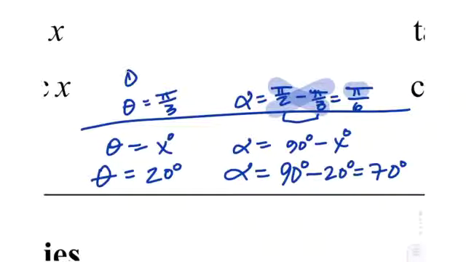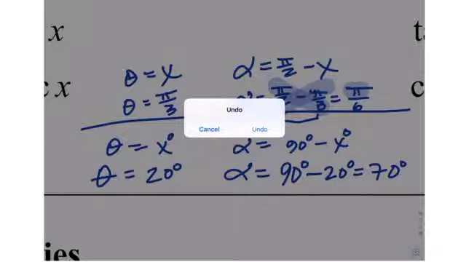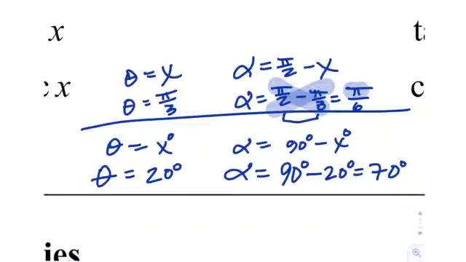Now, let's do it in general. If I have an angle in radians that's x, its complement is going to be what? Pi halves minus x. Always pi halves minus x. Never not pi halves minus x. Mikey showed us that when he came up with 70 so magically. Always pi halves minus x.